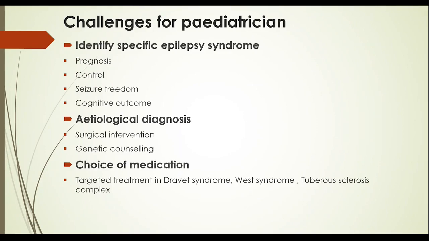Depending on the etiology and the syndrome, there are a lot of challenges as a pediatrician to diagnose and treat this child. So, first you have to identify the specific epilepsy syndrome, if at all. That will give you the prognosis, seizure control, seizure-free time, and obviously, most importantly, the cognitive outcome of the child. Depending on the etiological diagnosis, you can go for medical management or surgical intervention, and most importantly, genetic counseling if needed. The choice of medication also depends on your syndrome. As an example, you can have targeted treatment in Dravet syndrome, Best syndrome, and TS complex. Right? Okay. The next slide, please.